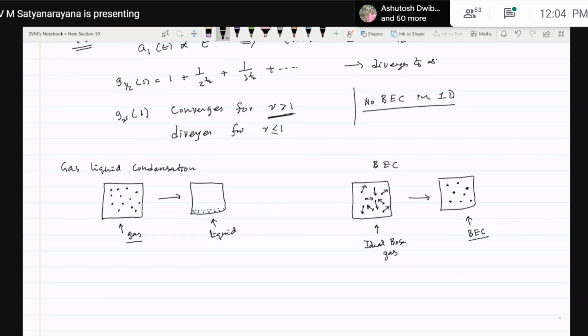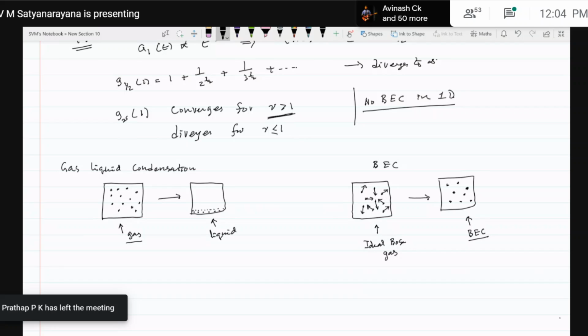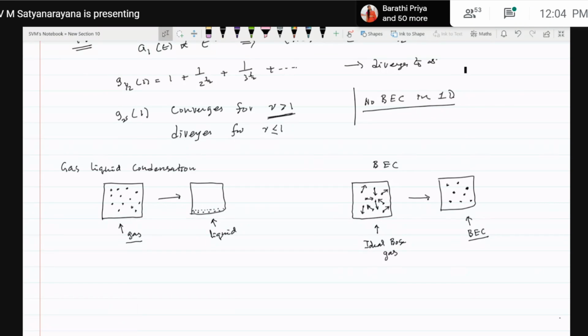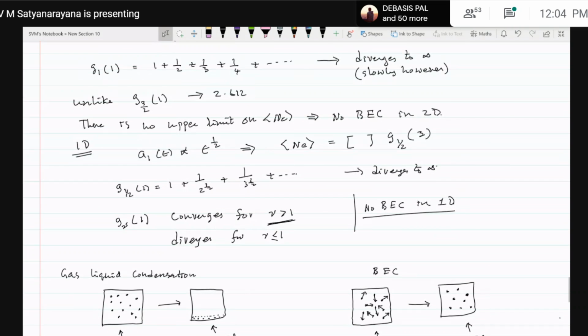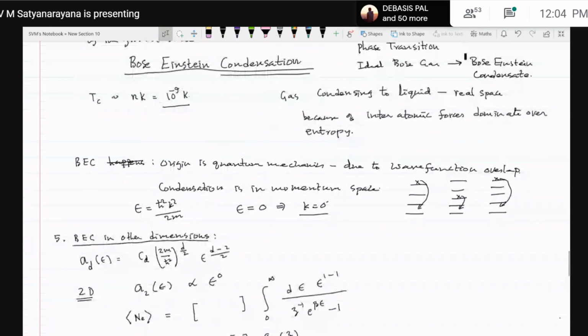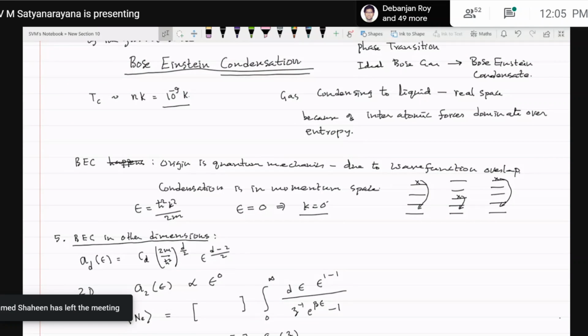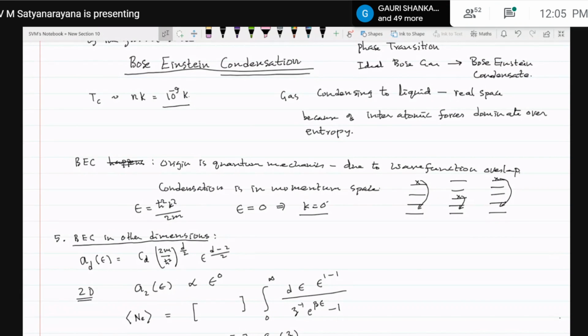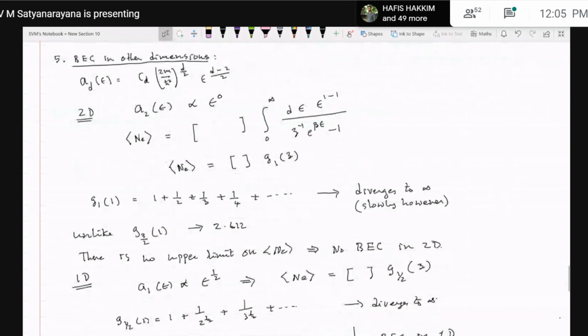So in one dimension and two dimensions, this Bose-Einstein condensate is not there. Can you say that reason once more? I have just given a reason mathematically. The reason why there is a Bose-Einstein condensation in 3 dimensions is that there exists an upper limit on the occupation number of the excited states, the average occupation number of the excited states. And that upper limit is coming because of the convergence of this Bose-Einstein function to a particular value.